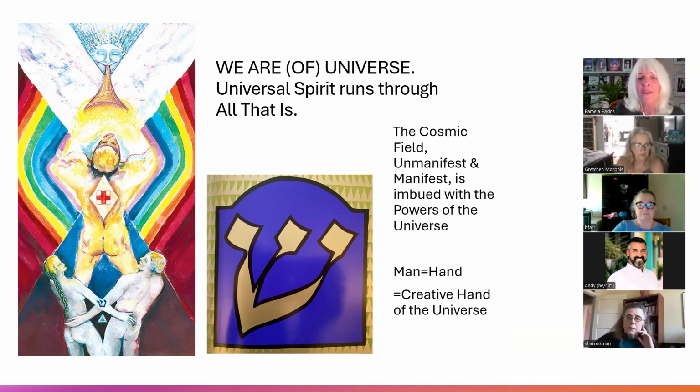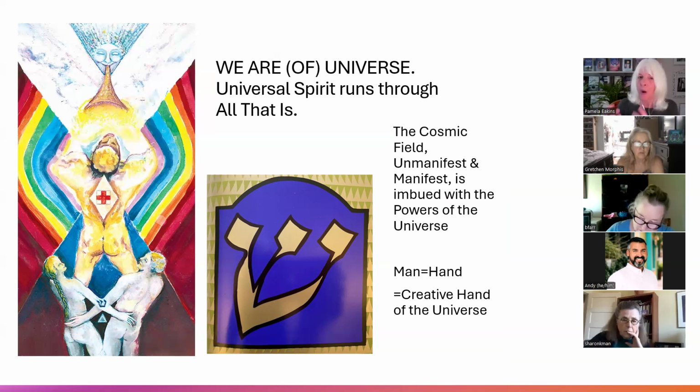That's the cosmic field. The cosmic field, unmanifest and manifest, is imbued with the powers of universe. And now we're on this power of the yod, moving it into the power of creation. And then how do we stabilize creation? So manifestation. The root of that is man, and man and hand are related words. Mano, that's hand. We are the creative hand of the universe.